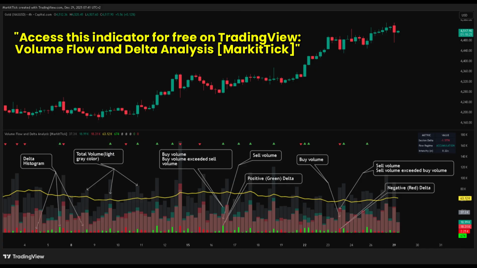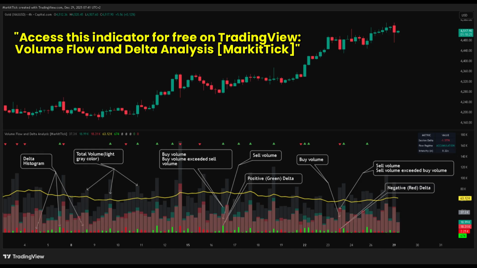Inputs and configuration. Lower timeframe. By default, the script auto-selects the best resolution, e.g., 1-minute data for hourly charts. Users can override this to fine-tune the granularity. Volume MA length defines the look-back period for the volume moving average.